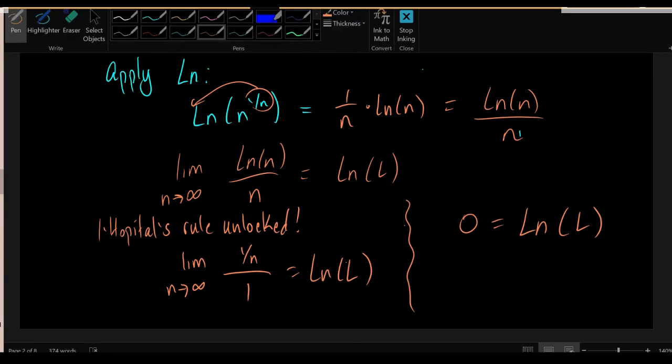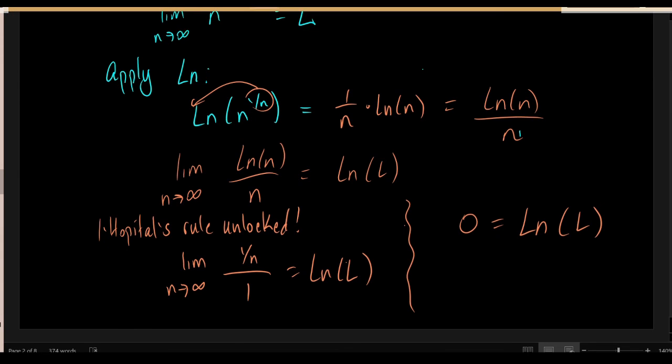Finally, if I wanted to know what the limit itself was equal to, I can get rid of natural log with its natural enemy, the exponential function. Natural log and e cancel each other out, and L, the limit, is equal to e to the power 0, which is equal to 1. So the sequence converges to 1.